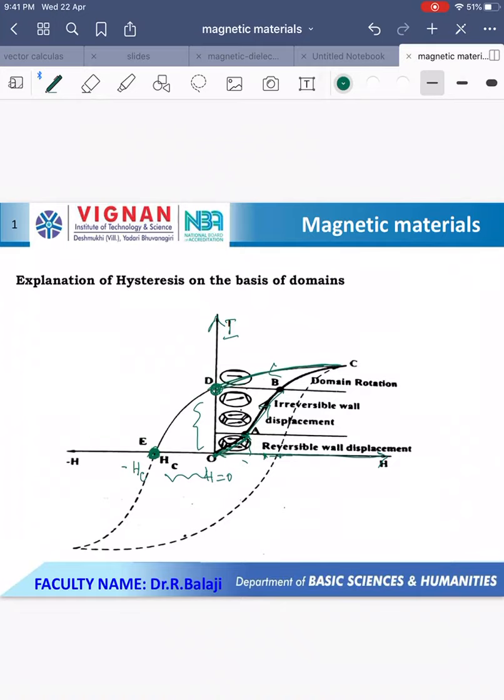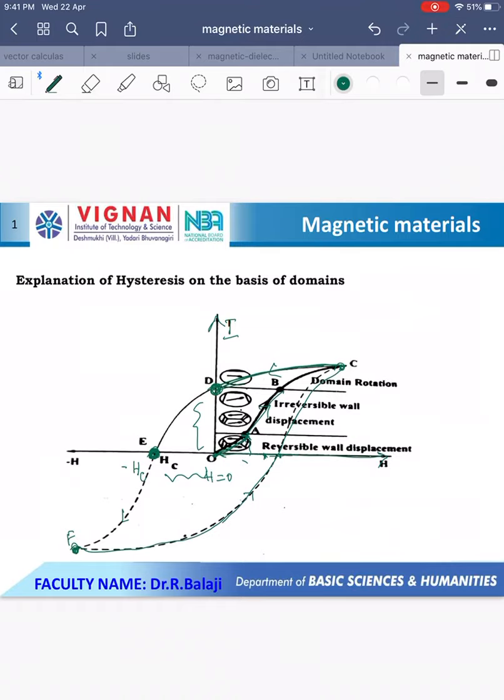Further increasing the negative field, the curve follows some other path, EF or something, and here the intensity of magnetization is more, and this is symmetrical to point C. Further increasing the magnetic field intensity, it follows this path, and this entire loop is called the hysteresis loop.